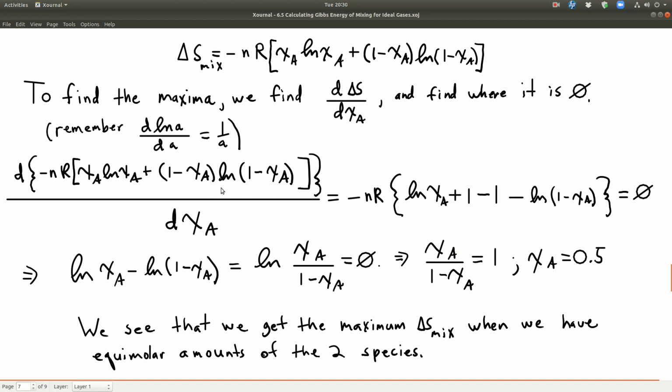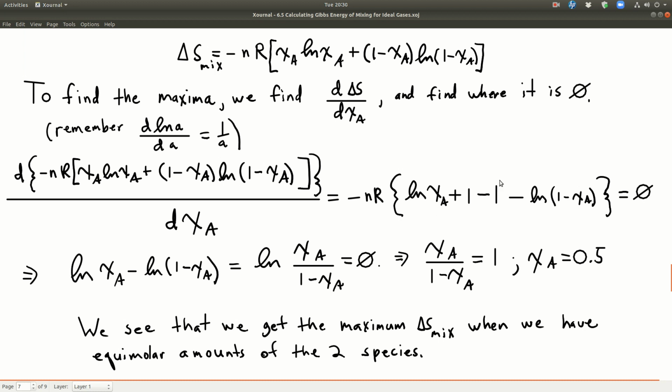This one right here, the derivative of the natural log of 1 minus the mole fraction of A, is negative 1 over 1 minus the mole fraction of A, which gives us a negative 1. And then the derivative of this with respect to the mole fraction of A is negative. And then we get the natural log term. So it looks like this. Notice the ones cancel. And we're going to set this equal to 0 to find the maximum. So we know NR can't be 0, so that means that this stuff inside of the brackets has to be equal to 0.